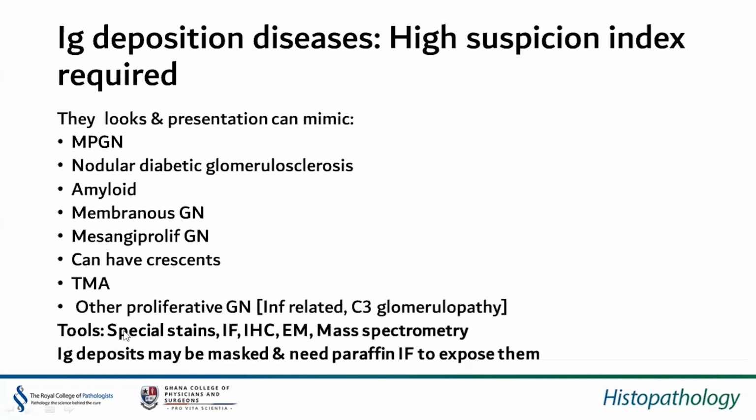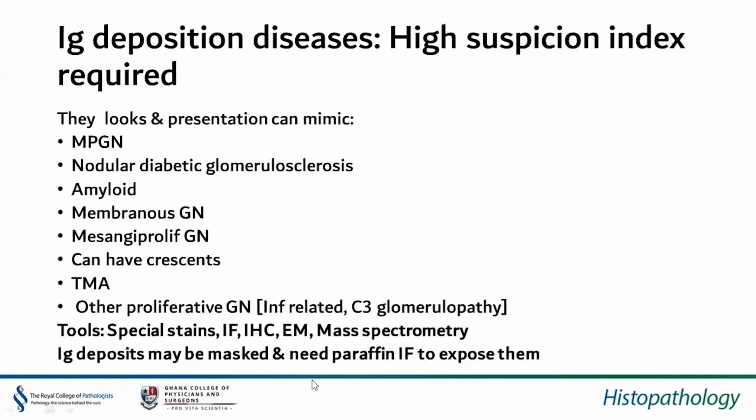How do we then make the decision? The tools available at our disposal are special stains like Congo red for amyloid. Then if it's silver negative, we start suspecting, could it be amyloid? Could it be monoclonal immunoglobulins? Immunofluorescence with kappa and lambda light chains. You should never miss doing that, because staining of one and absence of the other is a very valuable clue to the presence of a monoclonal immunoglobulin disorder.